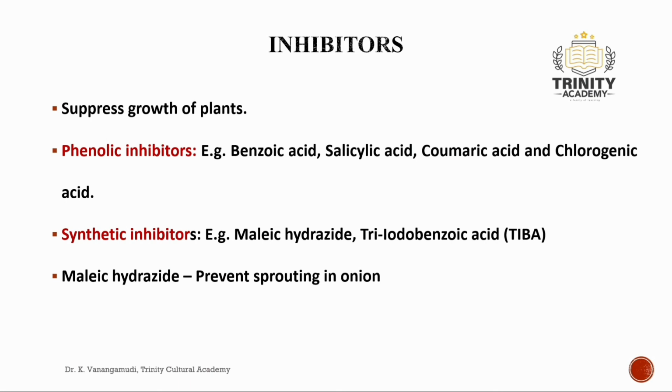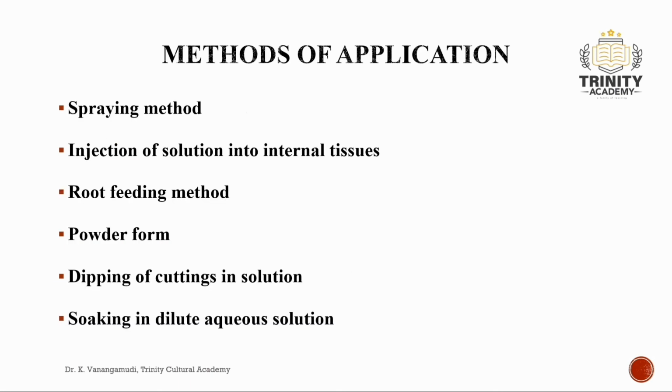So far we have seen what is growth promoter and inhibitor in detail with examples. Now we will see how these chemicals are applied to the plants. It is applied to the plants by means of spraying, injection, root feeding, either dipping or soaking.